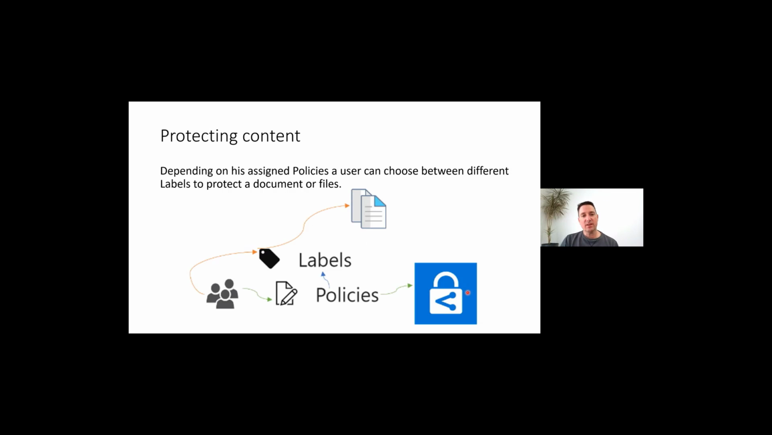And at the end of the day, the combination of these two things, the labels and the policies, is what we know as information protection capability. So within the backend service, we are providing policies and labels. We are assigning policies to users, which means these users are able to use the labels that are part of the policy, and these users can then assign the labels to documents or even to teams.